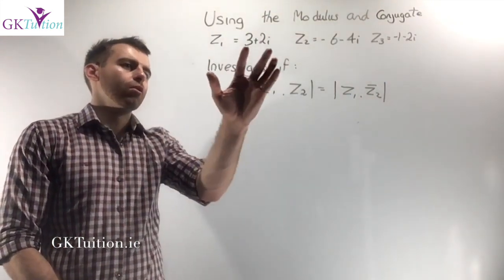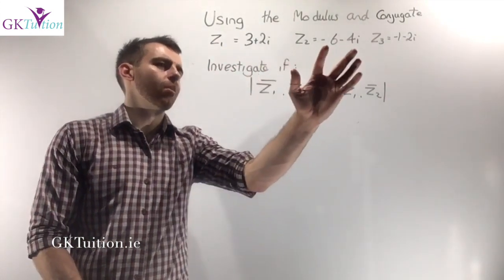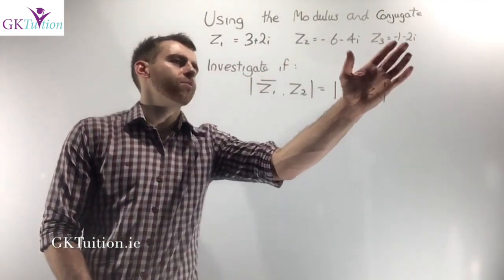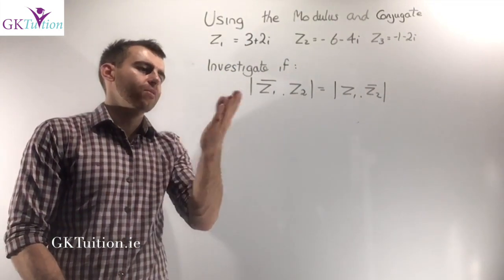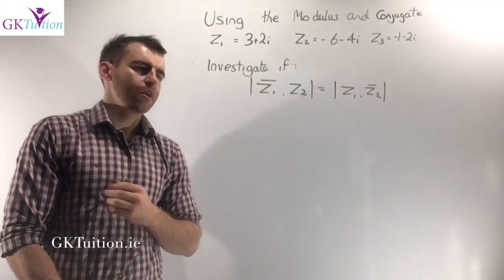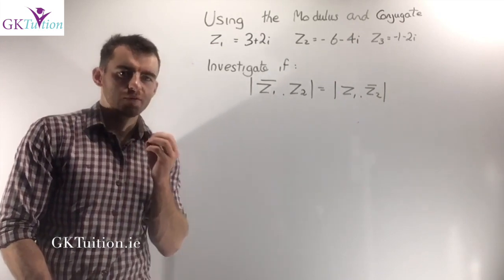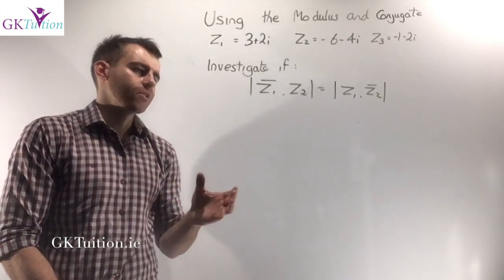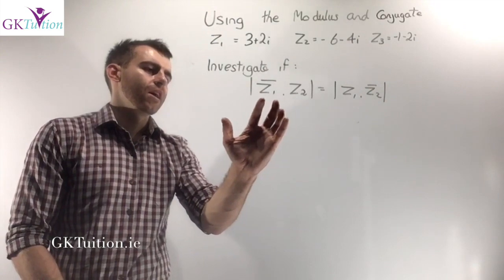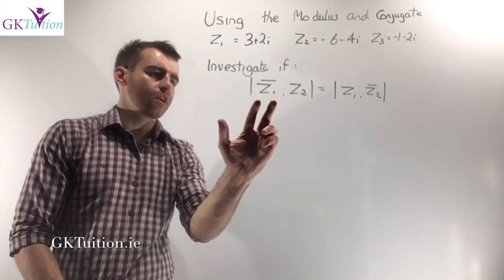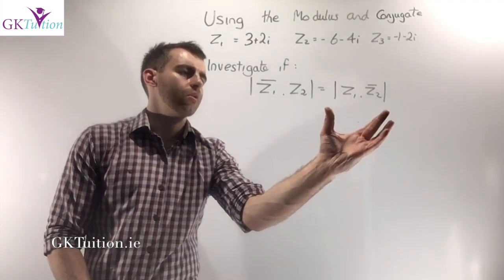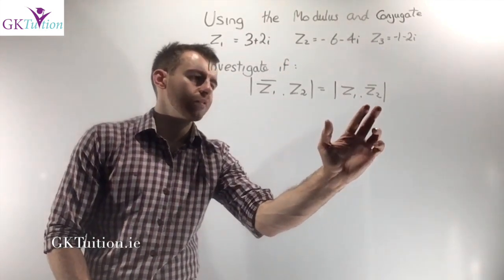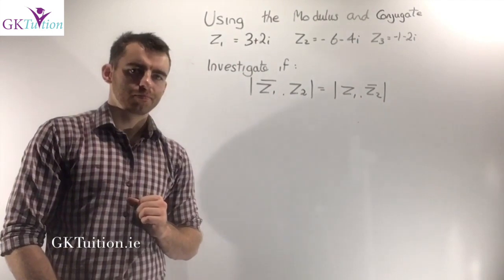Supposing I told you Z1 was 3 plus 2i, Z2 is minus 6 minus 4i, and Z3 is minus 1 minus 2i. With that in mind, you might be asked to investigate something like this. So I'm going to do this as an example and then give you 3 questions to do. First of all, we're asked to investigate if the modulus of the conjugate of Z1 multiplied by Z2 is equal to the modulus of the conjugate of Z2 multiplied by Z1.